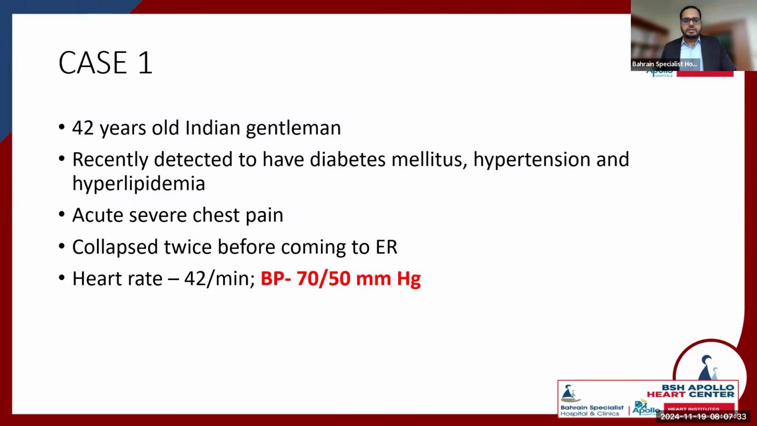We'll start off with a couple of cases. A 42-year-old Indian gentleman, recently detected to have diabetes, hypertension, and hyperlipidemia, had acute severe chest pain, and he collapsed twice before coming to the ER. The heart rate was 42 per minute when he came. The blood pressure was 70 by 50. So by definition, this is cardiogenic shock.